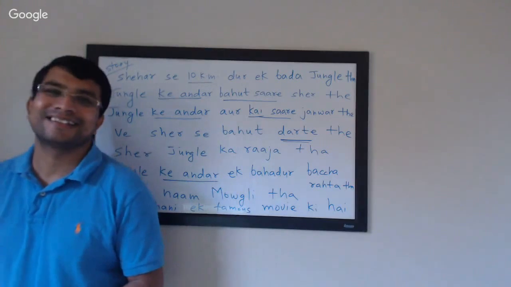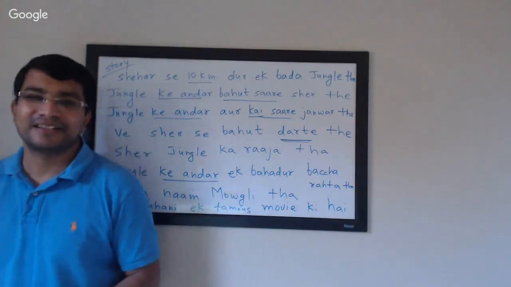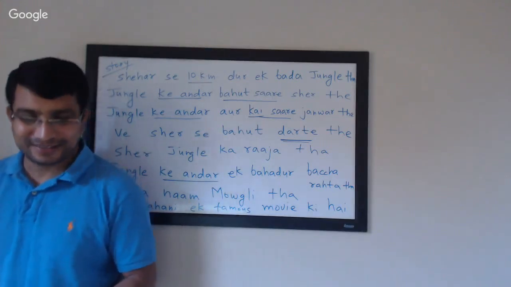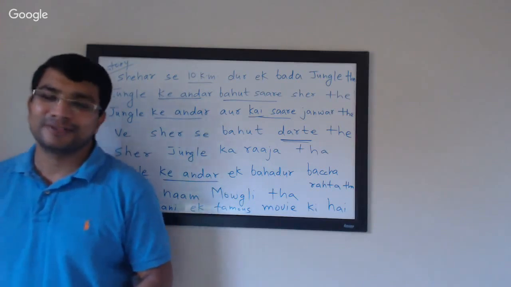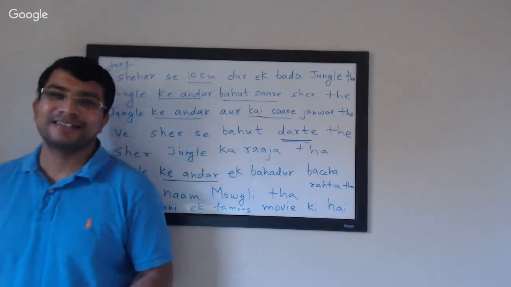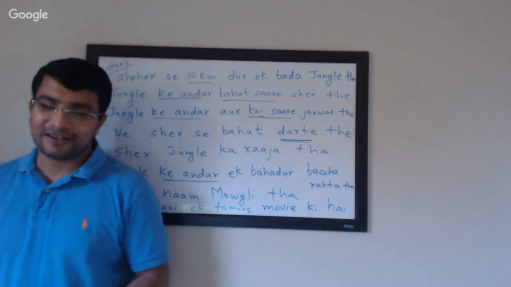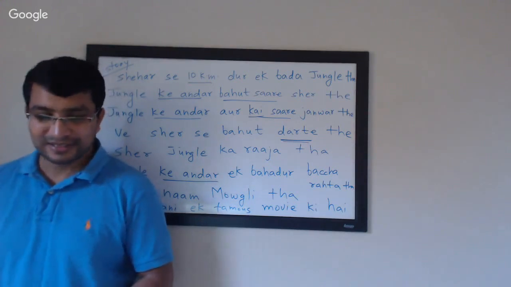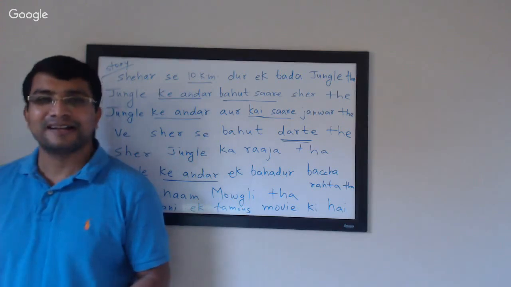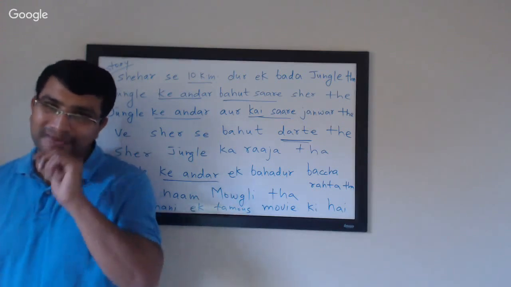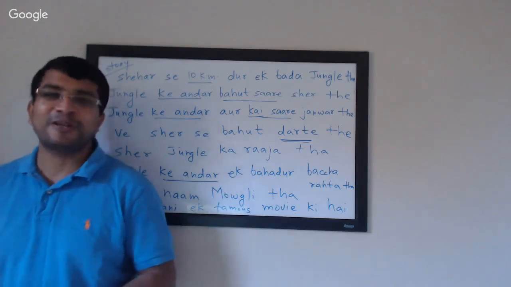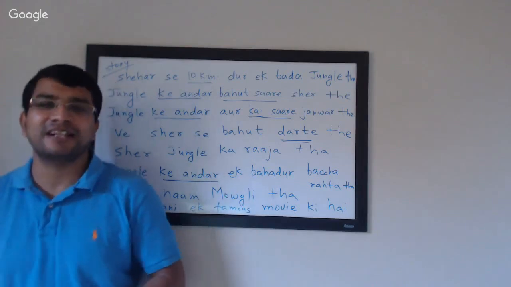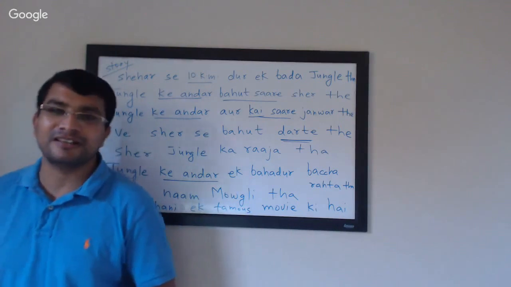Achha. Ek ladka ghar ke andar hai. A boy is inside the house. Very good. Ek maa kitchen ke andar hai. Very good. A mother is inside the kitchen.